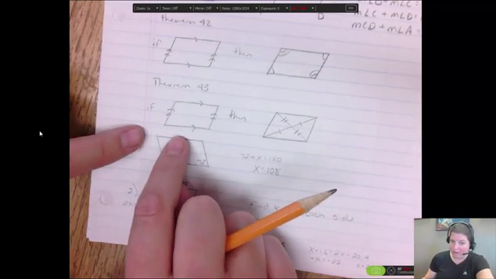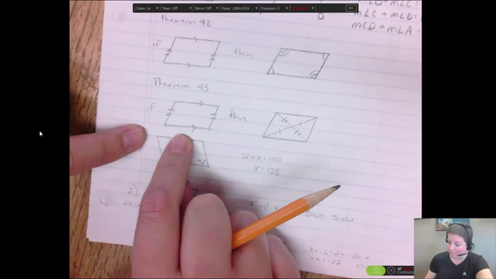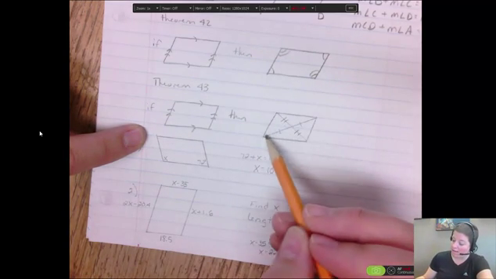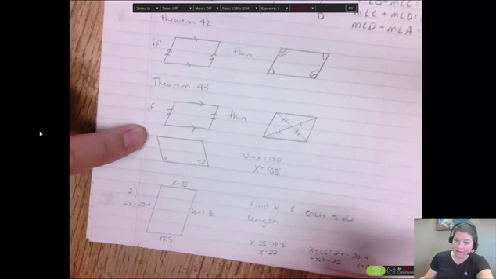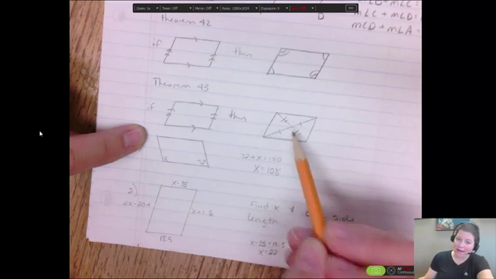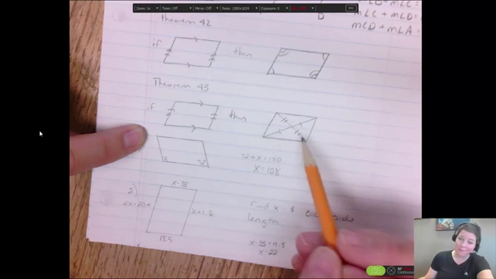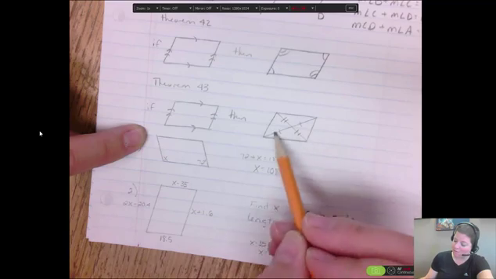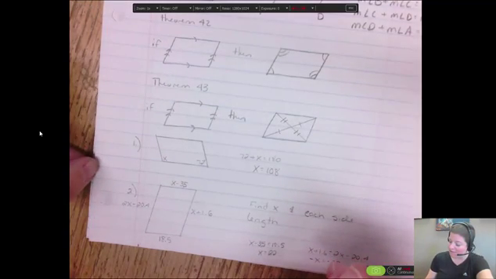Another one, if it's a parallelogram, then if we have our diagonals, they're going to bisect each other. And so what's the definition of a bisector? They're going to bisect each other. This one will be congruent to this one. This one's congruent to this one. So however you want to state that one. So these are all of the theorems.